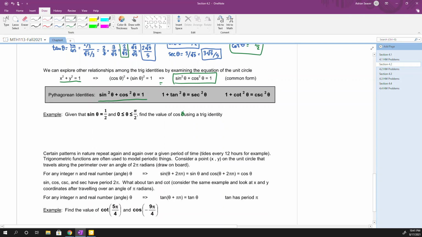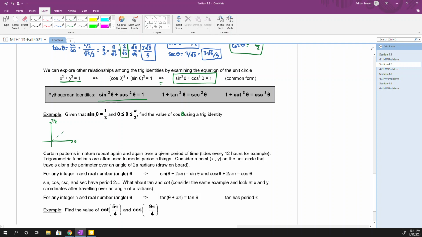I have sine of theta is 1/2, and I want to know the cosine of theta. Notice that 0 to pi over 2 is where my theta has to lie, so it has to be somewhere in that first quadrant. There's your pi over 2, and here's your 0. So I'm looking for some angle here at which the sine of theta is 1/2.